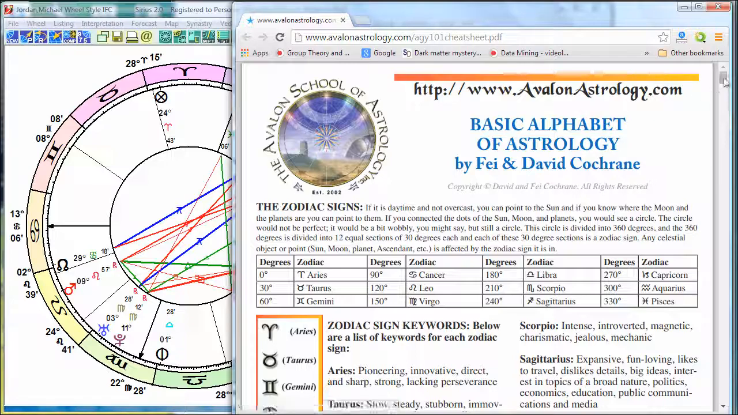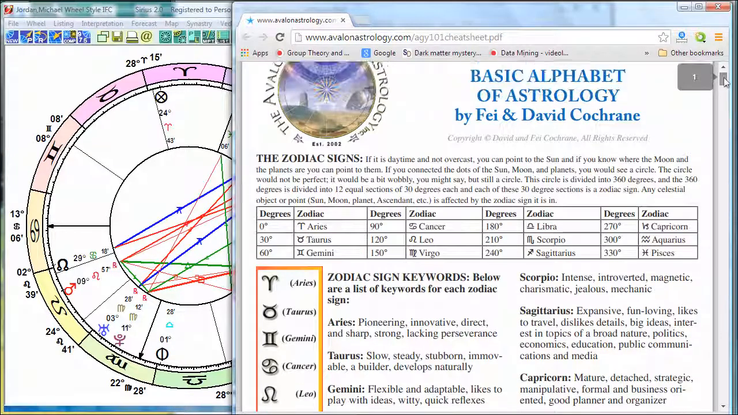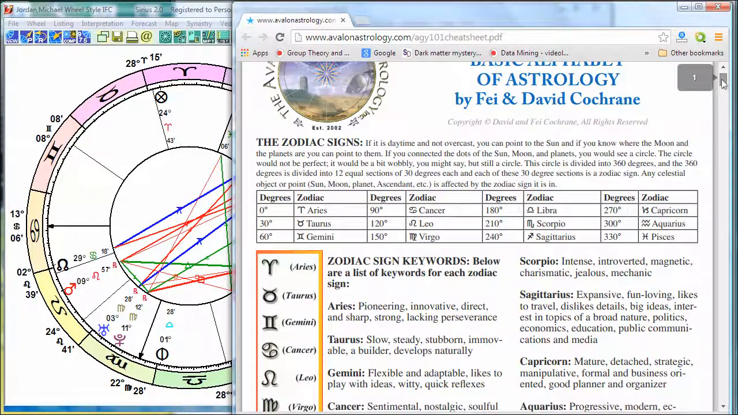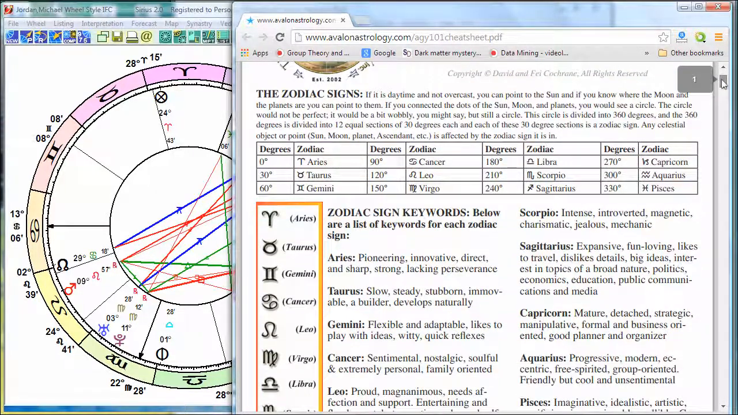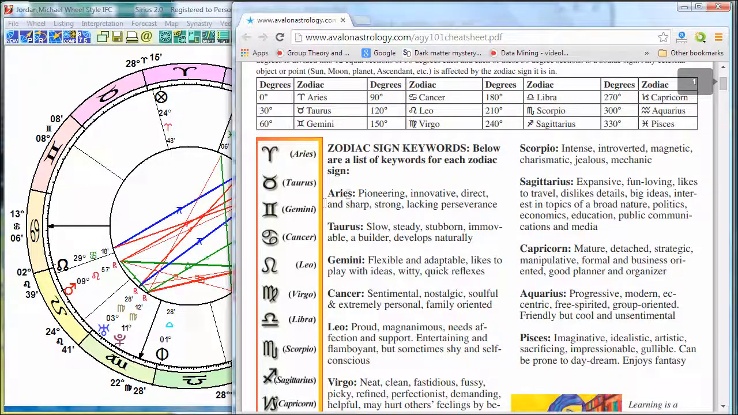a school that we teach at and that we started called the Avalon School of Astrology. You'll find lots of nice tables and information. You may have others that you like, but here's one, and there's the glyphs. If you don't know them, you can memorize them. And Aries is the first sign going from 0 to 30. Taurus is just a name for the next 30 degrees, from 30 to 60, and so on. So you memorize that.